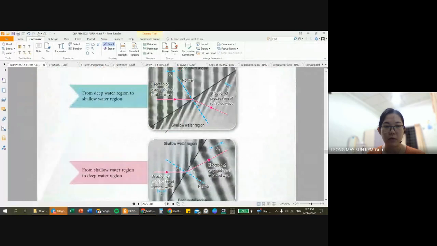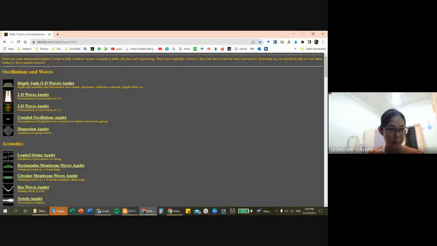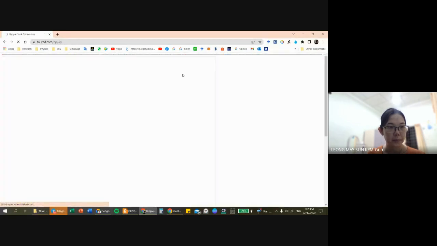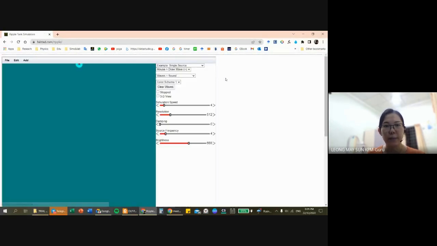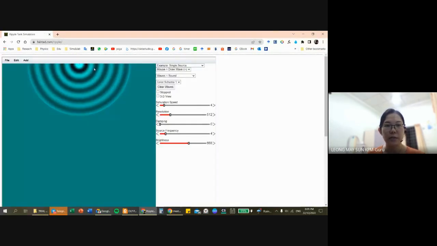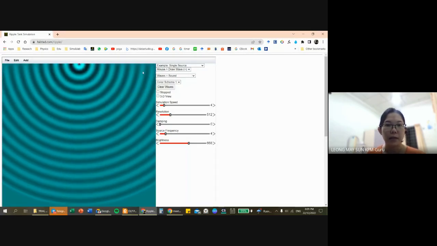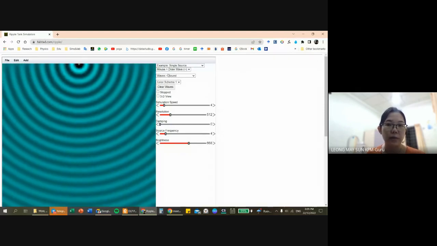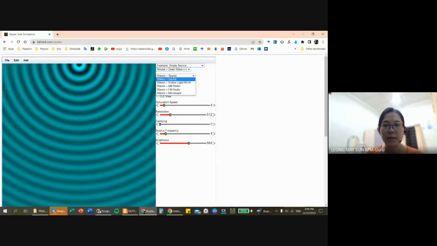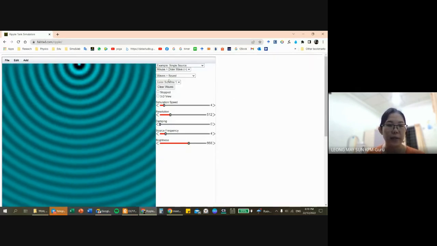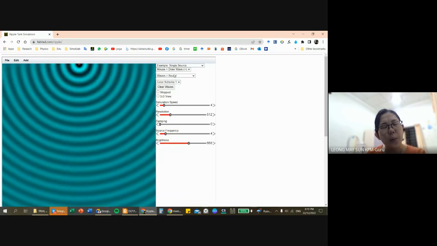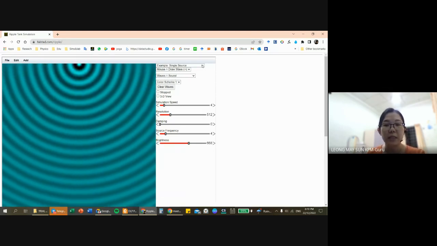So this is the activity. I'm going to show you this simulation. I have a simulation on a ripple tank right now. This is the source. This is a water wave. It's written here sound wave, but we can consider it as radio waves as well, sound wave, water wave as well. The effect is still the same.